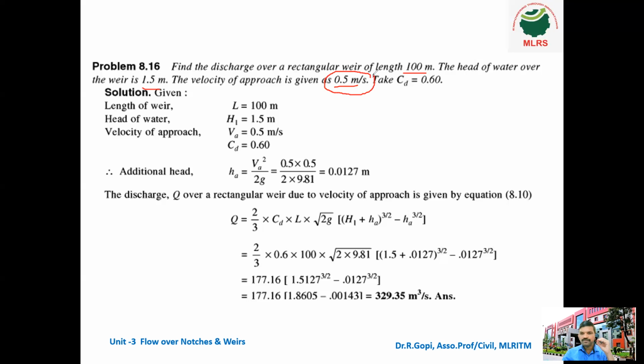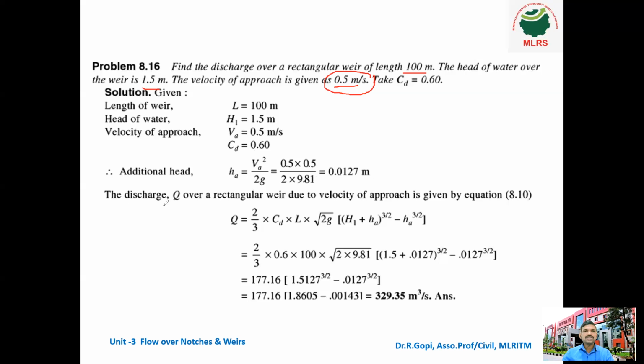If it is not given in the question, it means first calculate the discharge. Then the discharge divided by the area of the channel, we can easily get the VA. Okay, so HA is equal to 0.0127 meter.